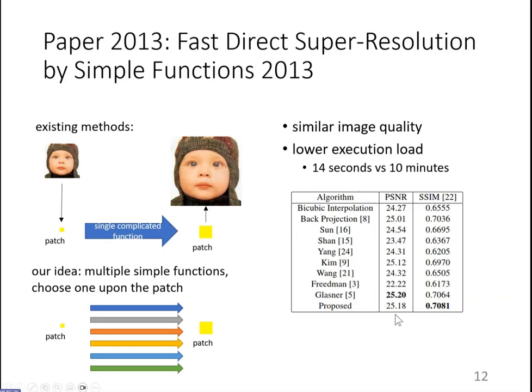So this is my result. PSNR and SSIM are two metrics to evaluate the quality of the generated high resolution images. I can generate a result as good as an existing method, which was state-of-the-art at the time. However, my method runs much faster than this. This method needs 10 minutes to generate an image, but mine only needs 14 seconds. So that is the improvement over the state-of-the-art.